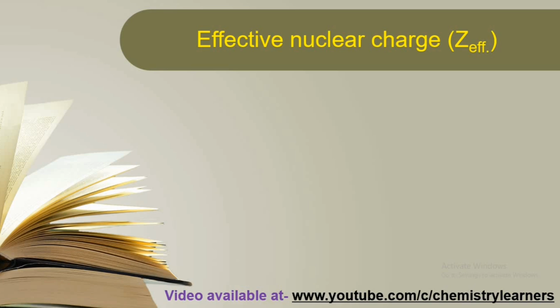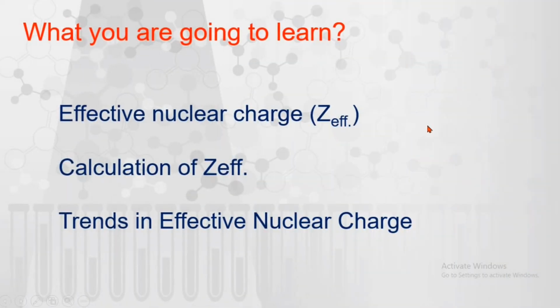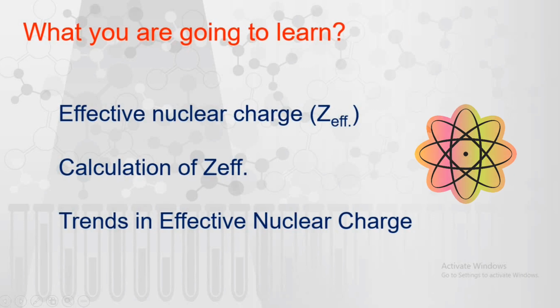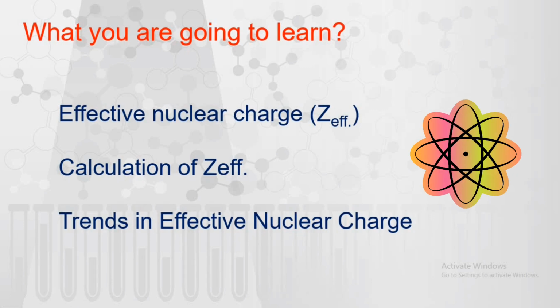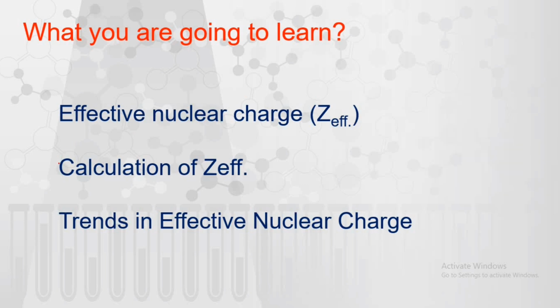In this lecture we are going to see effective nuclear charge, that is Z effective. What is this Z effective? How is Z effective calculated, and what is the trend in effective nuclear charge in the periodic table? We will see in detail the calculation part, how Z effective is calculated on the basis of Slater's rule. So let us start.